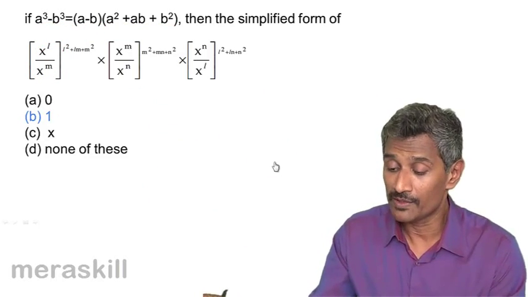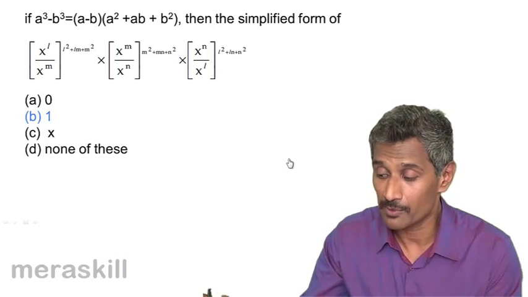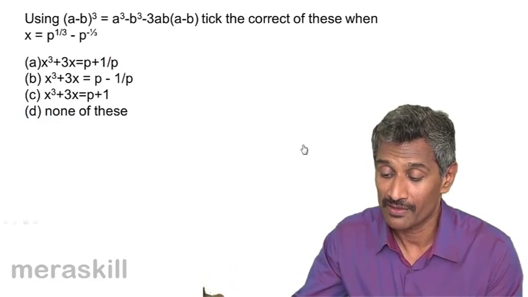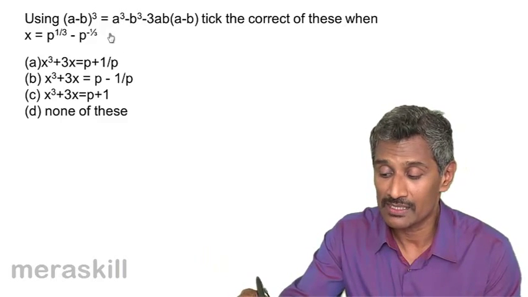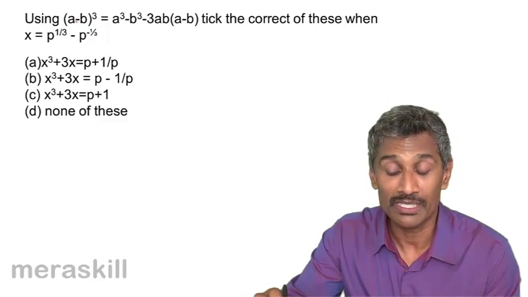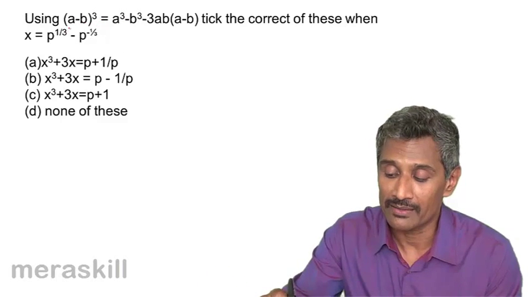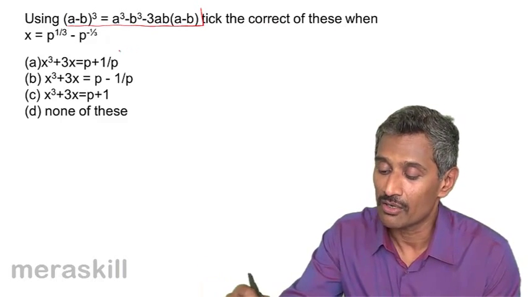Now since we have solved a couple of complex problems, we need to take this to the next level. So let's see what we have here. I told you in the last example that a cube minus b cube and (a minus b) cube are not one and the same. So using this particular rule, we have this. Tick the correct one of these.